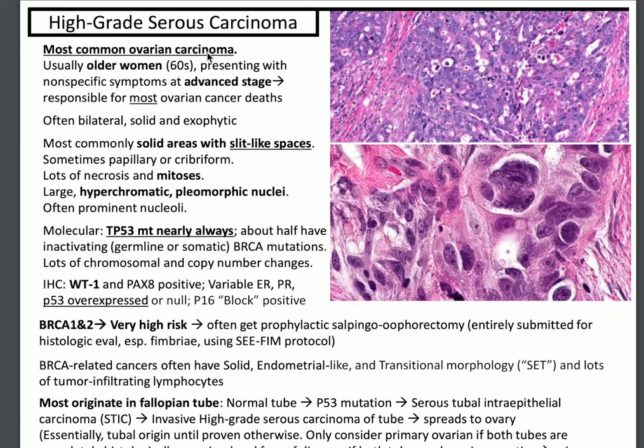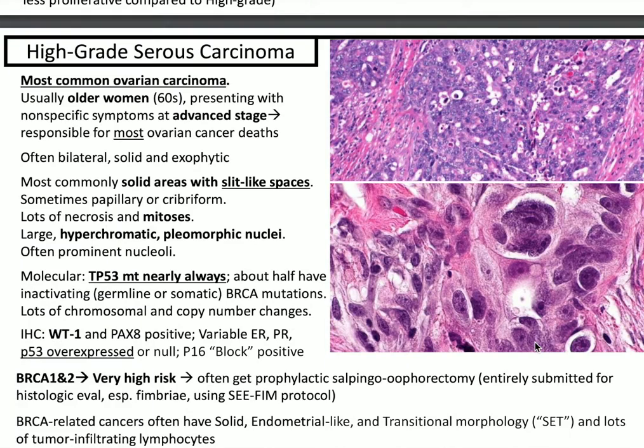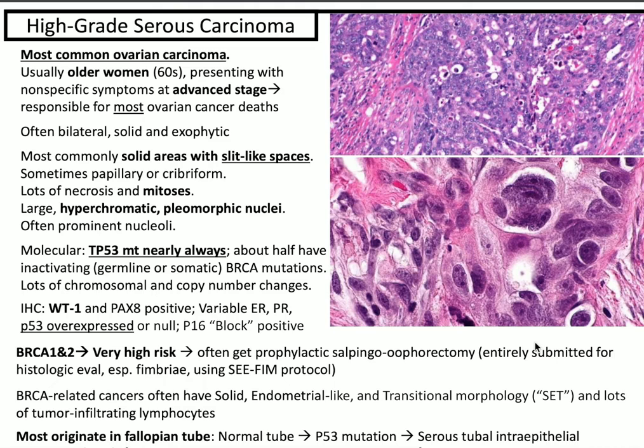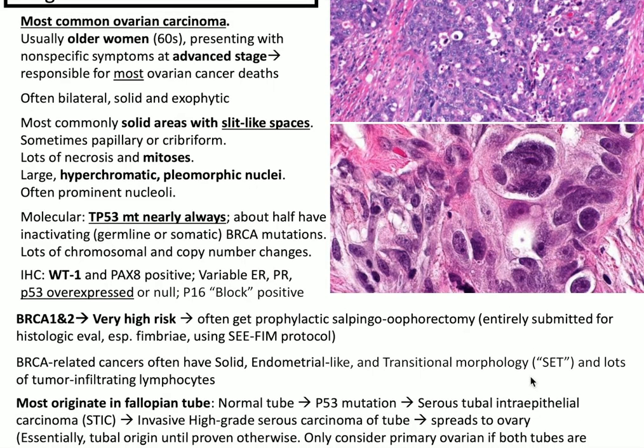Let's talk about high-grade serous carcinoma. This is the most common ovarian carcinoma, usually an older woman in their 60s, presenting with nonspecific symptoms at advanced stage, responsible for most ovarian cancer deaths. Often bilateral, solid, and exophytic, most commonly solid areas with slit-like spaces. Sometimes you can get papillary or cribriform architecture.